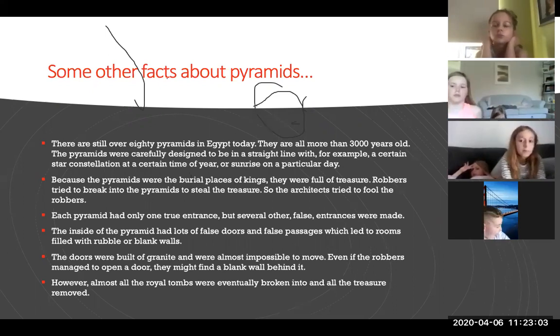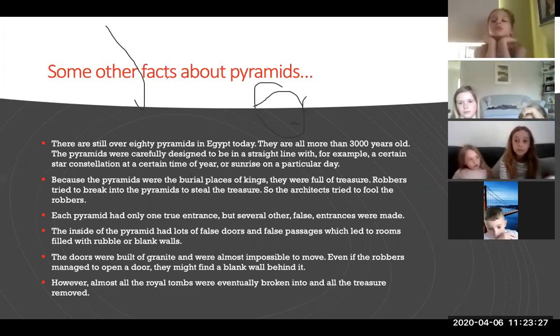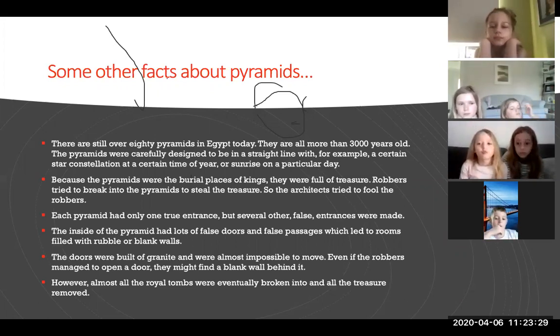So as a result, each pyramid had one real entrance and lots of other fake entrances. So you would walk in and then you'd get trapped inside, or there'd be hidden doors, or you'd hit a dead end and things like that. So there were lots and lots of traps and confusing ways for the pyramids to try and stop robbers from stealing all the gold. They were almost impossible to move, the doors anyway.